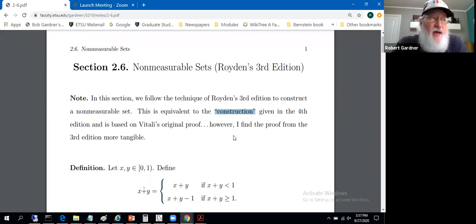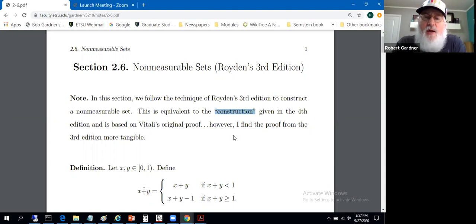We know that the Lebesgue measurable sets form a sigma algebra. We've alleged that that sigma algebra doesn't equal the power set of the reals, that there are non-measurable sets. There are sets on which Lebesgue measure isn't defined. So this is the first time we're hands-on addressing that.